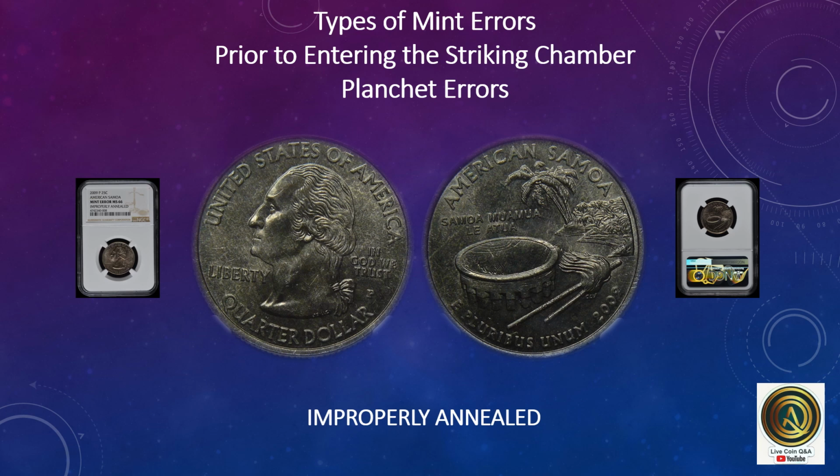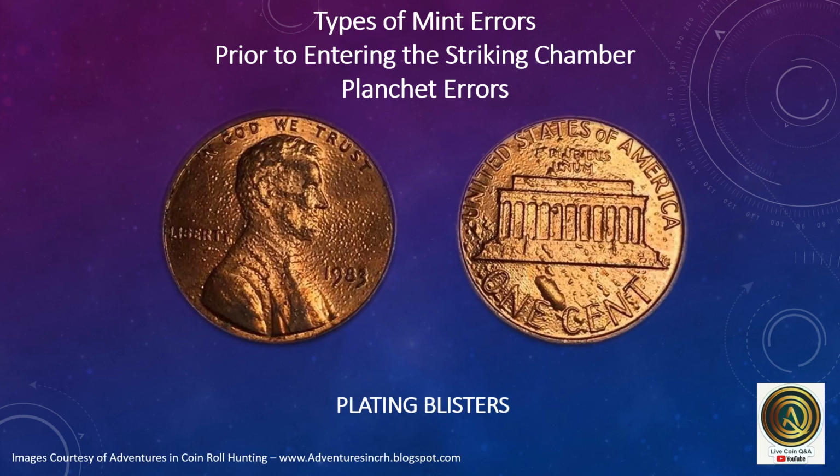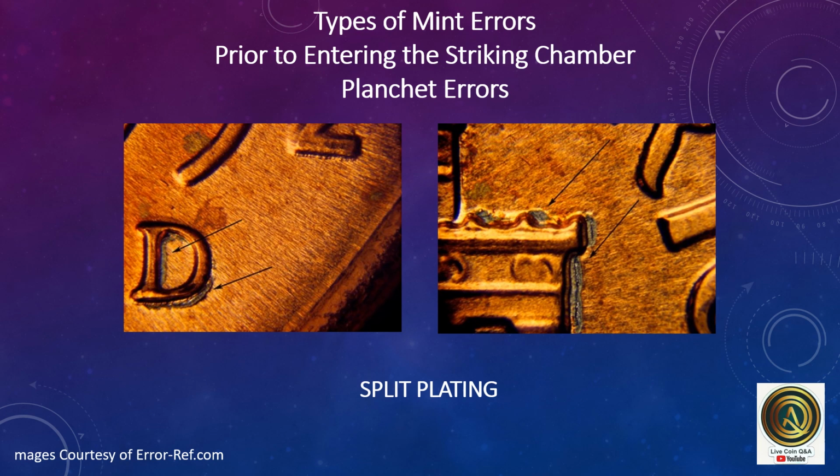Under planchet errors, this is an example of an improperly annealed coin. This happens during the heat treatment of the coins or the planchets. Another planchet error is plating blisters. This occurs on copper plated zinc coins. Another planchet error would be split plating. This also happens on copper-plated zinc coins.